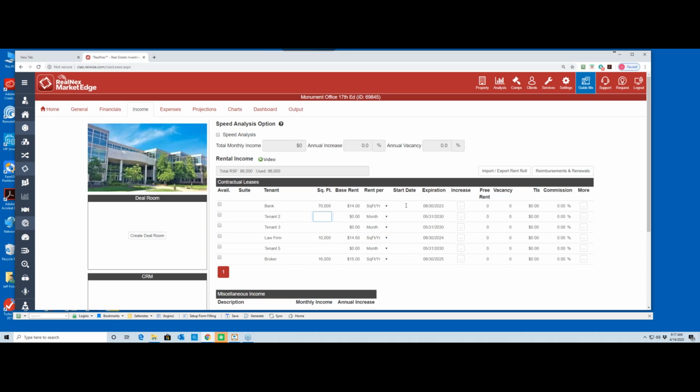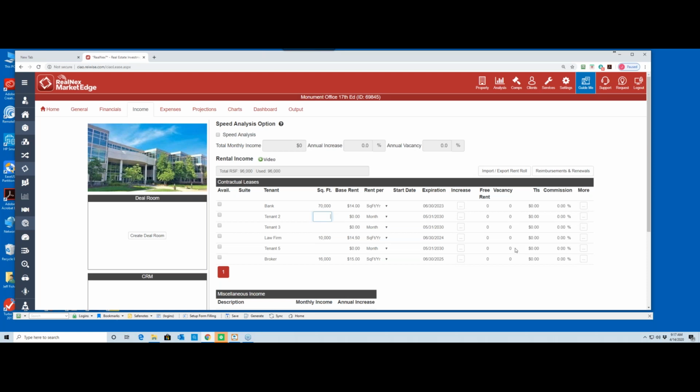Could specify a start date. We don't really need to, because the important thing is that it's going to expire a certain time period from today, and this is what the rents are when we come into the lease at the start of our analysis.